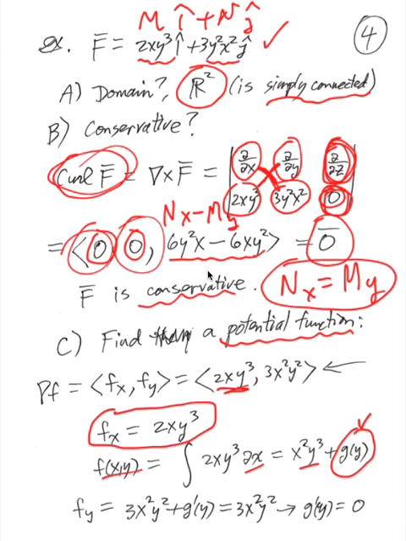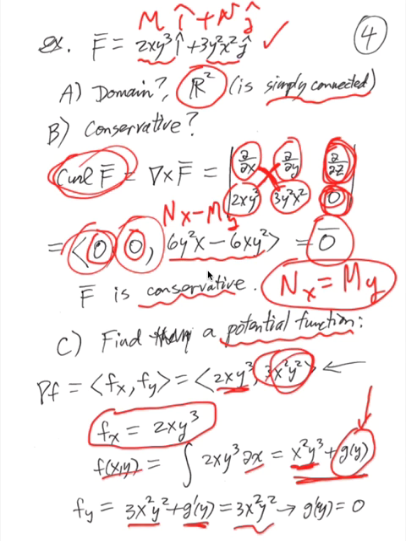Any function of y, when differentiated with respect to x, the partial derivative, gives 0, right? Okay? Now, f sub y would be what? Well, if I differentiate this thing with respect to y, I would get 3x squared y squared plus g prime of y. But what is f sub xy supposed to be? It's supposed to be this thing right there, you see? So it's supposed to just be that.